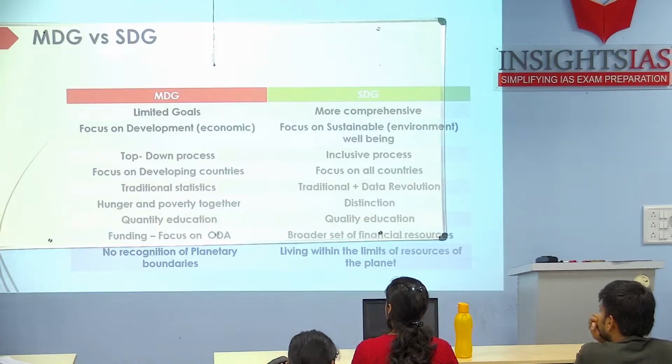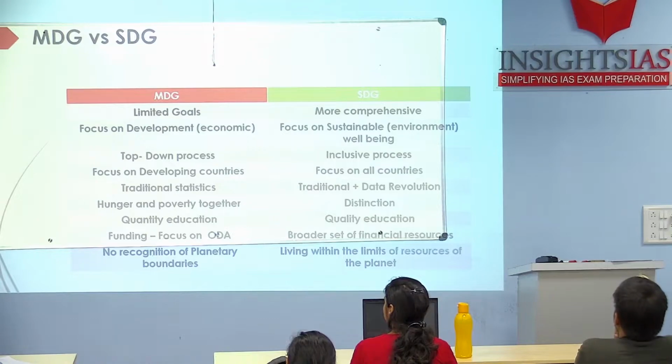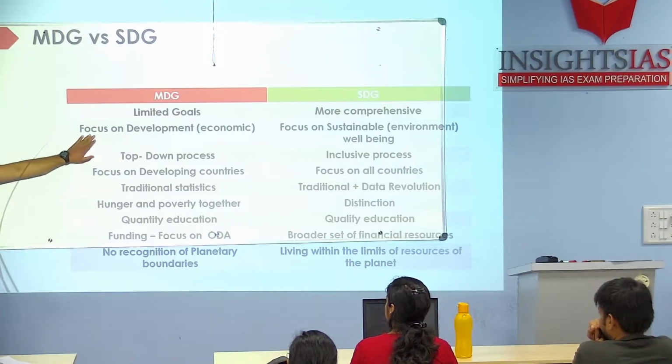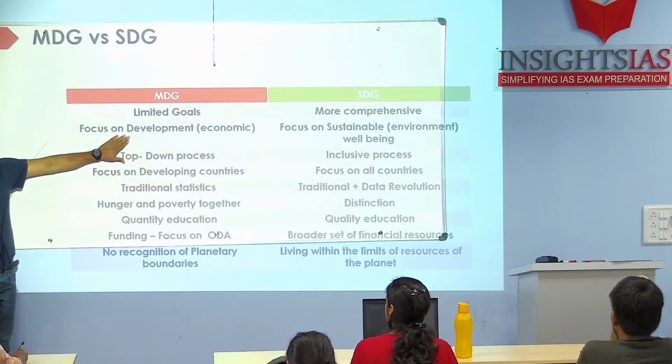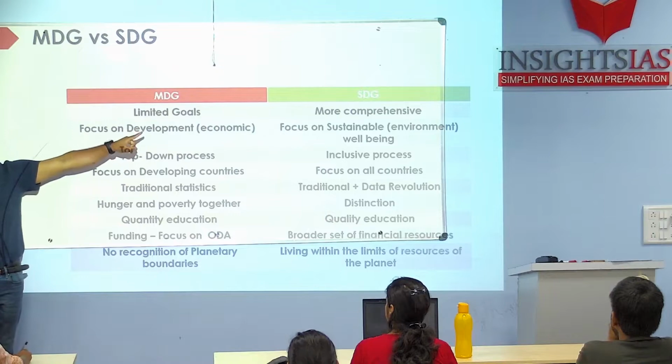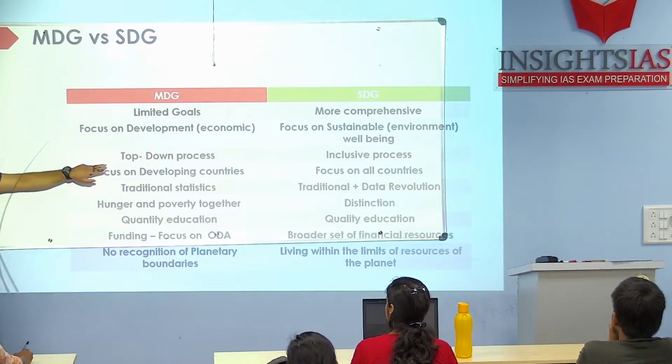That's why I was saying, let me explain first. MDG, this way you will remember it, no? MDG, the goals were limited, but in SDG it is comprehensive. With respect to development, what was the focus here? More economic. Health was also there, but more economic, but there sustainable. Or even if you don't want to write economic here, it was in general development, but there we are focusing on sustainable development. Here you will write top-down process, approach. There the approach is evidence-based.